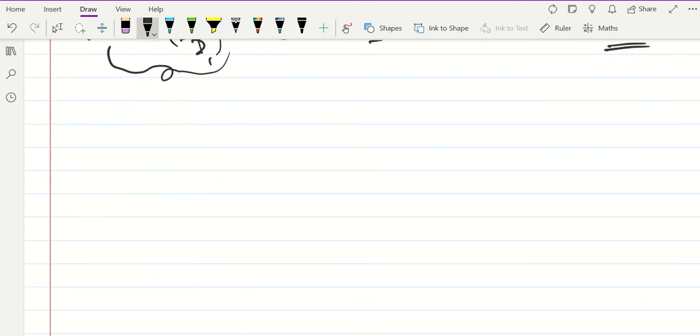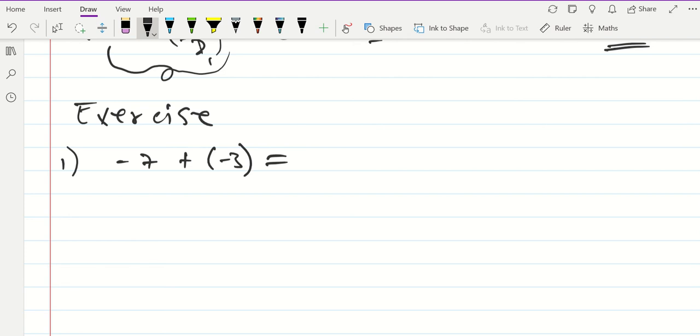So I'm going to give you some exercise questions for you to do. Exercise. So after you do the exercise, just put it in the comment section. So the first problem for your exercise is a relatively simpler one. That's -7 plus -3. So find what that equates to. Then the second problem for your assignment is going to be -4 times -3. Find what that equals.